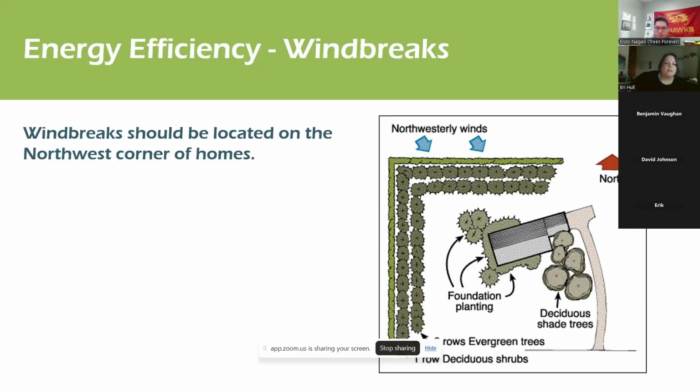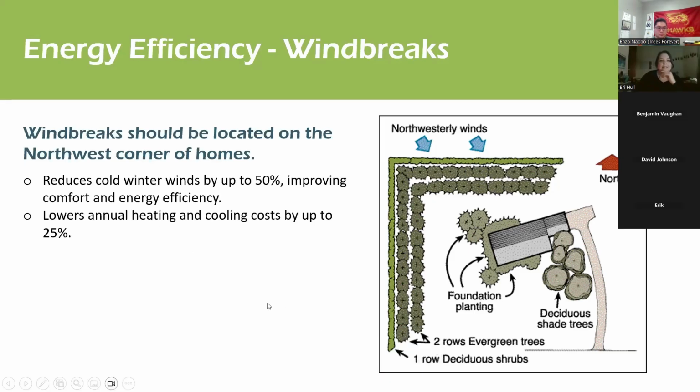So with windbreaks, to get the most bang for your buck, so to speak, put them at the northwest corner of your home to avoid those very strong northwesterly winds. This has been found to reduce those cold winter winds by up to 50%, which, as we all know from our many trips to the thermostat, means you don't have to worry about temperature regulation as much. It also makes it a little more pleasant if you want to get outside. It has also been found to lower annual heating and cooling costs by up to 25%.